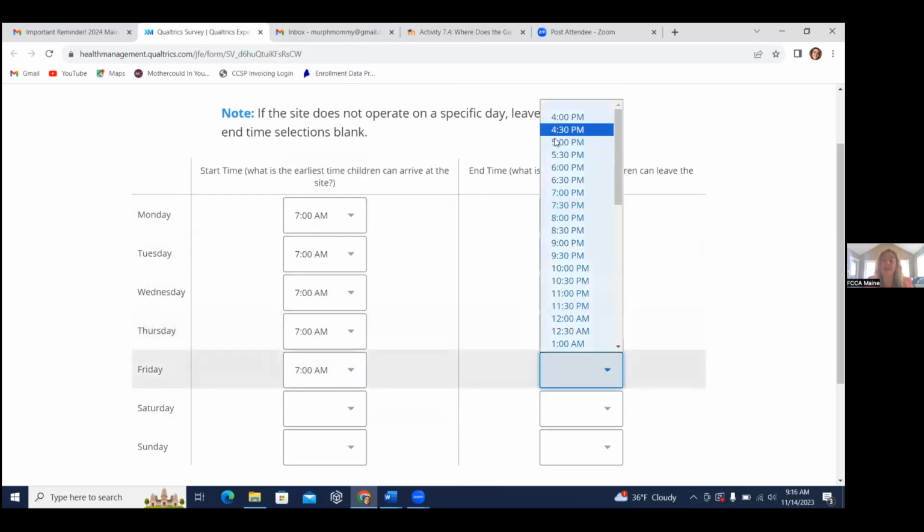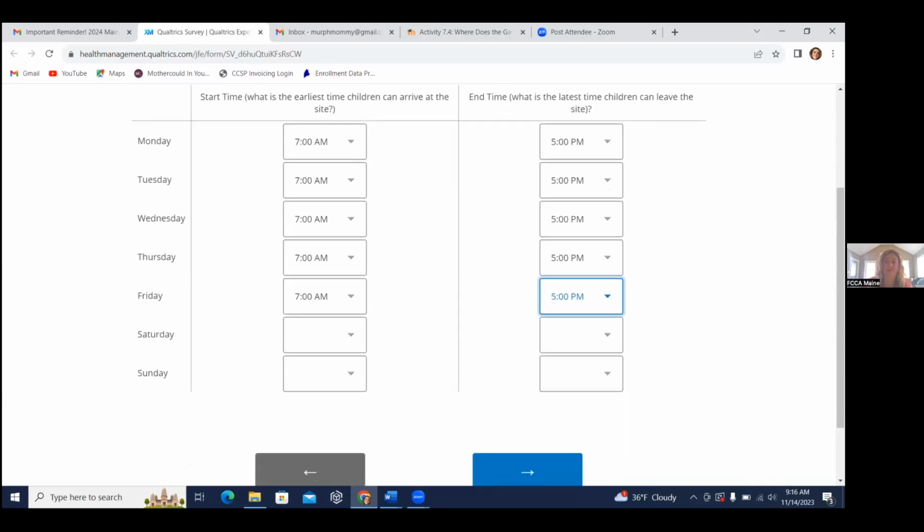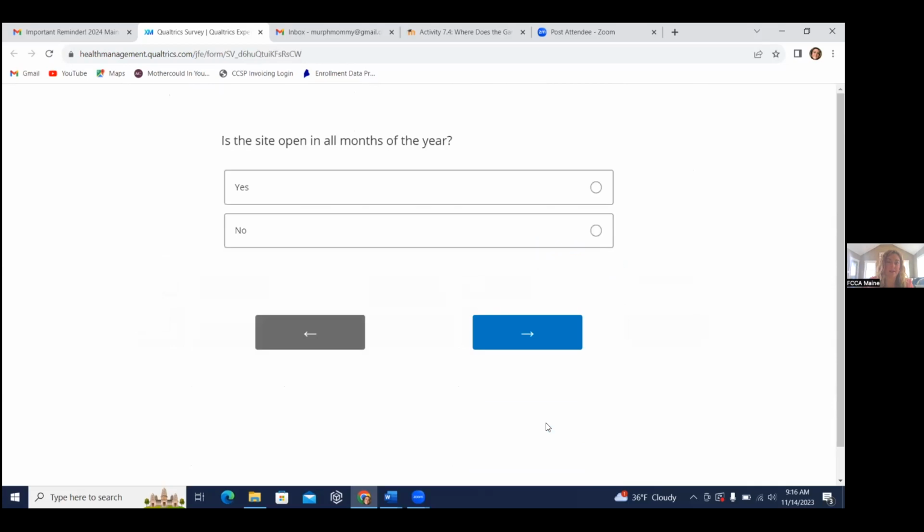Right. And with subsidy, there's some of them that are hours. So if you drop a child off from 7 to 5, but you only get 6 hours, that also affects the day or the pay and all that kind of stuff. Gotcha. I'm going to see if I don't have to enter Saturday and Sunday.